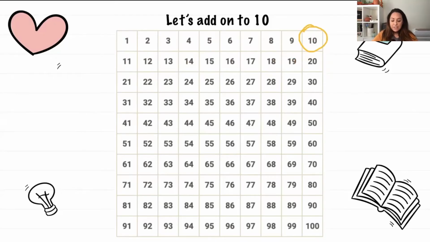So whenever I think of these numbers, I always like to say 10 and 1, 10 and 2, 10 and 3, 10 and 4.